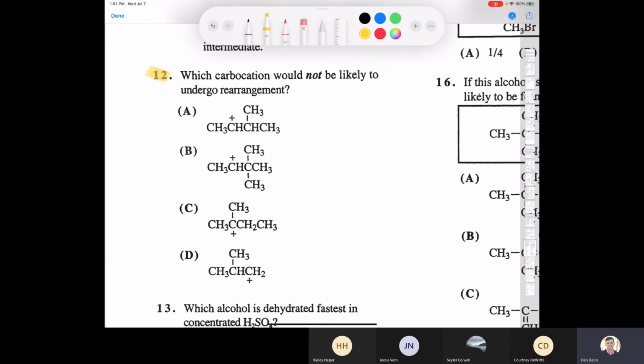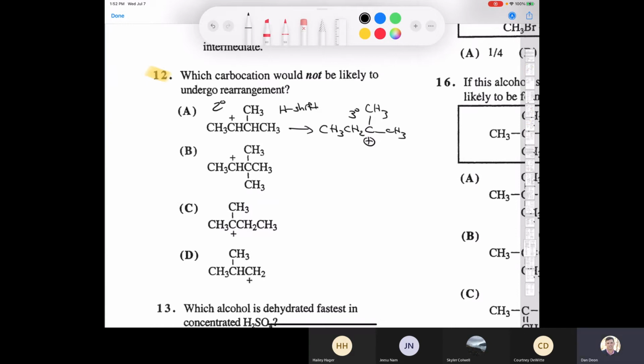So if we look at A, this is a secondary carbocation, which could undergo a hydride shift, couldn't it? This could undergo a hydride shift to give us something that looks like this. Okay, and then we would go from a secondary carbocation to a tertiary carbocation. And again, this is a hydride shift. The next one is secondary.